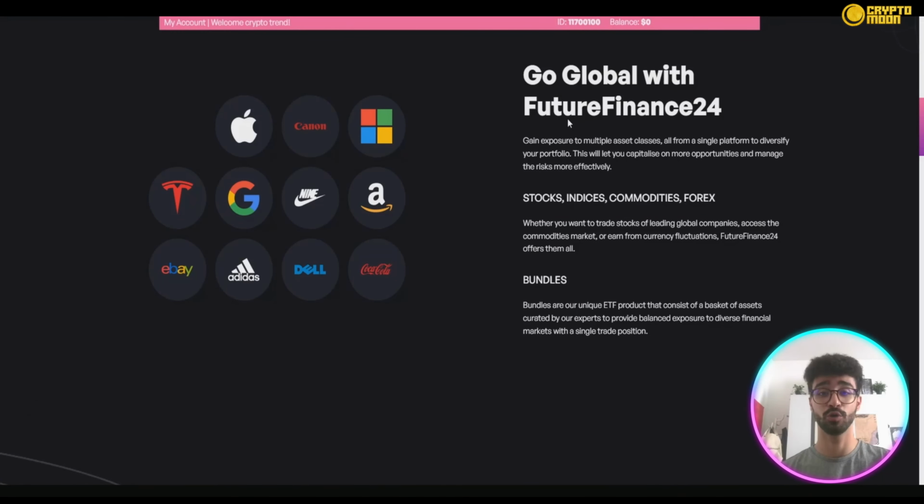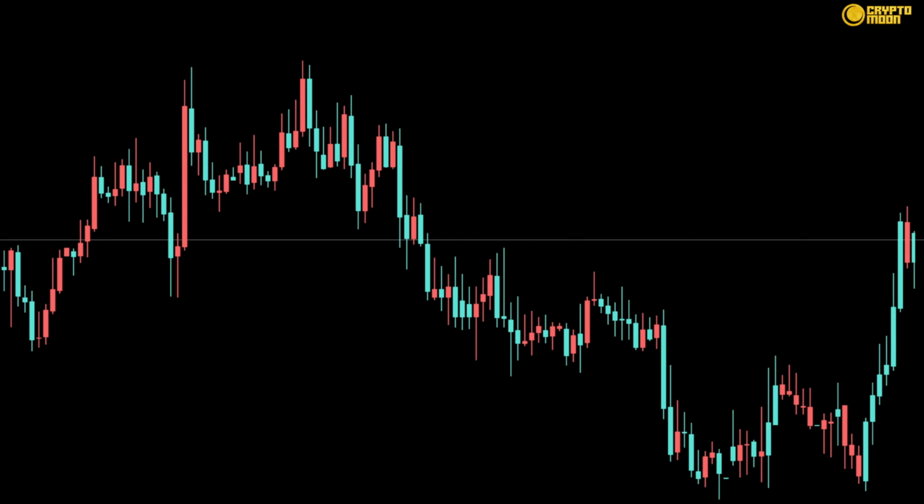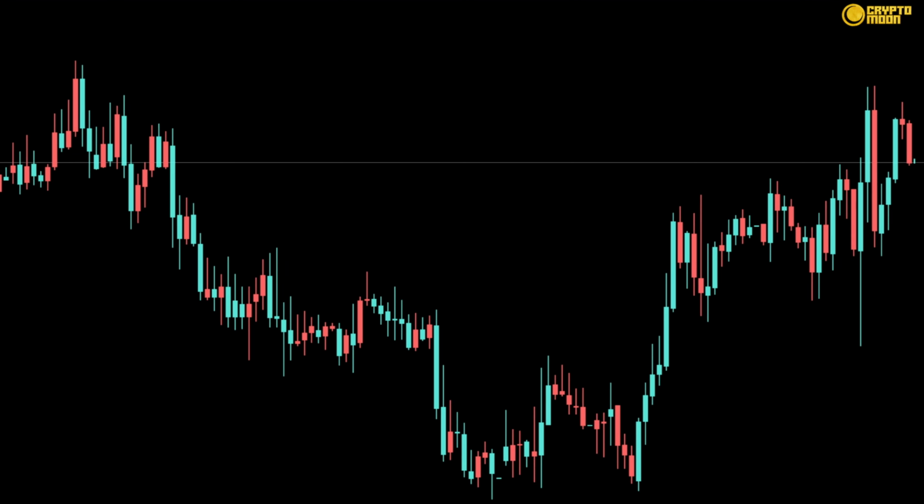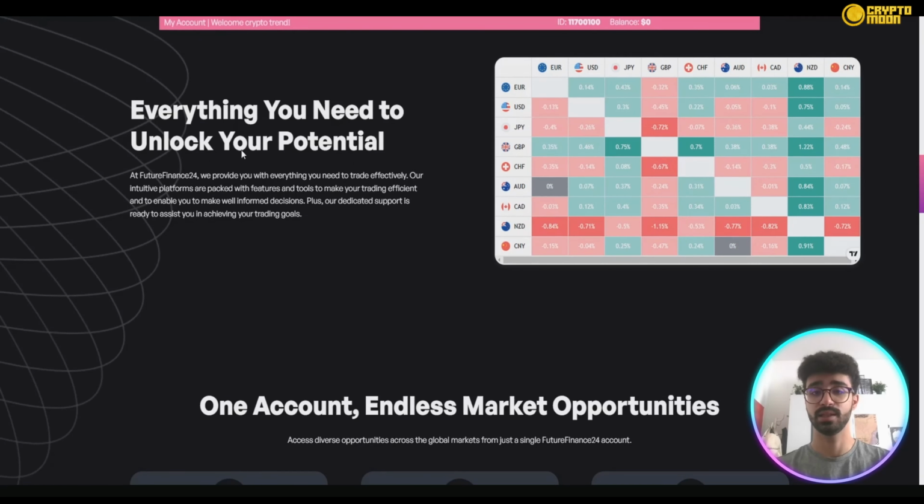And of course, we go global with Future24. Here you can be trading stocks, indices, commodities, and forexes, and of course bundles, which are unique ETF products that consist of baskets of assets curated by our experts to provide balanced exposure to diverse financial markets with a single trade position. Of course, we'll be going through these in details in a bit, and here is a small table showing the exchange rate between Euro, USD, GBP, CHF, and the Canadian dollar.